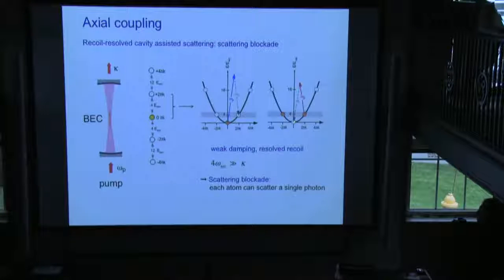Okay, and in the same way, you can imagine a situation when your BEC is prepared in these two states, then by having a red-detuned photon impinging on the BEC, you see that you can transfer the atoms back into the zero momentum state and sort of recover the original BEC.